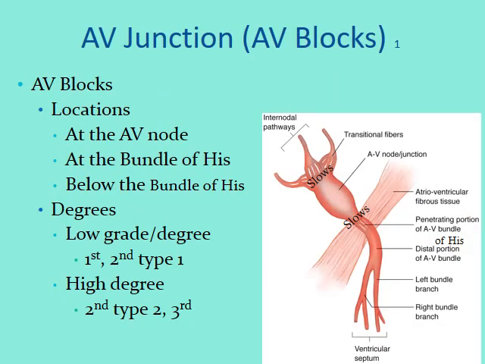We're going to start off by talking about AV blocks, and then we'll do junctional rhythms afterwards. The location of blocks is important. Those blocks either occur at the AV node themselves, at the bundle of His, or below the bundle of His. Low degree blocks are first degree and second degree type 1, and those blocks are normally in the junction themselves.